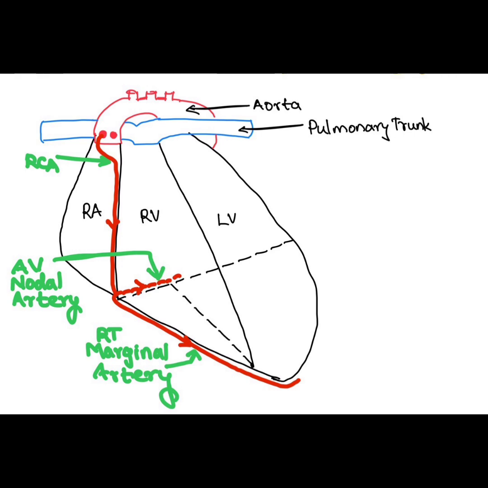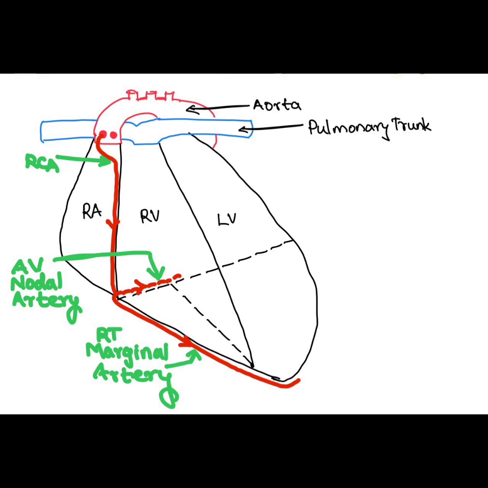The atrioventricular nodal artery arises from the RCA, that is right coronary artery, in 85% of the people with right dominant circulation, and in 10 to 15% of the people it arises from the left circumflex artery. These people have left dominant or codominant circulation. The area supplied is the AV node and sometimes the proximal part of the bundle of His.